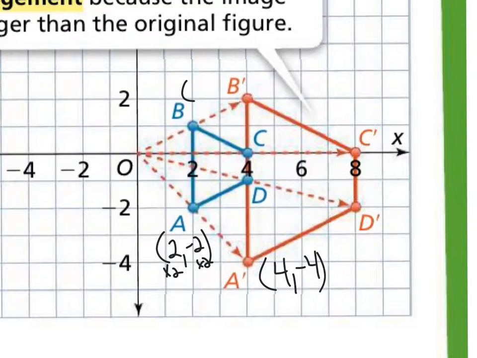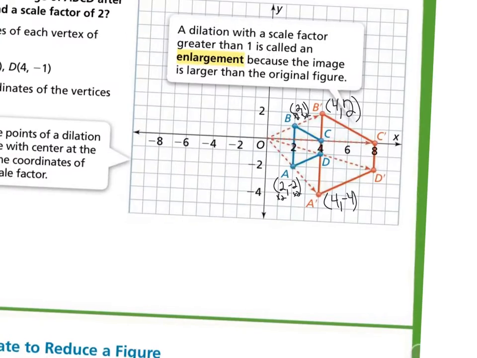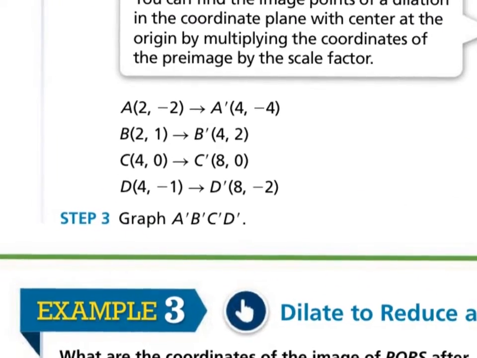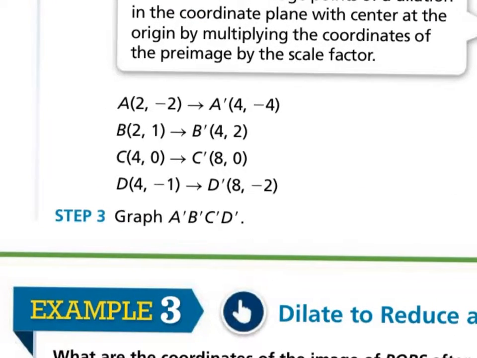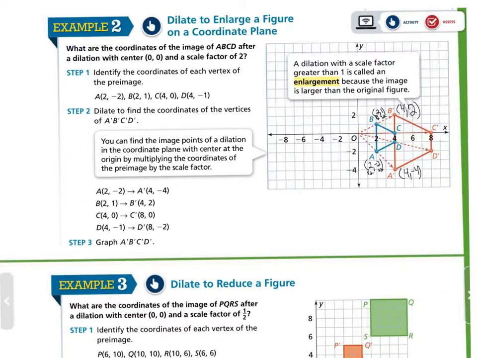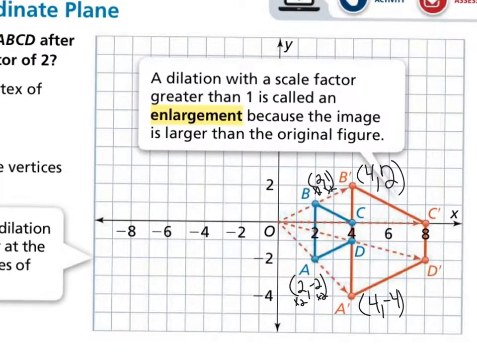Okay, same thing with B was at 2, 1. Multiply both of those by 2 would be 4, 2. Okay, and you can see the rest of them, they've got worked in your book there. Again, just doubling each of the X and Y coordinates in order to come up with that graph. Okay, and this is what I was just talking about a minute ago. When our scale factor is greater than 1, that's an enlargement because the image is larger than the original figure.